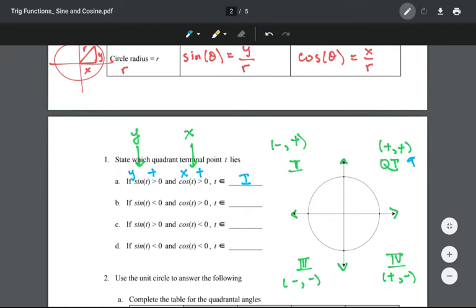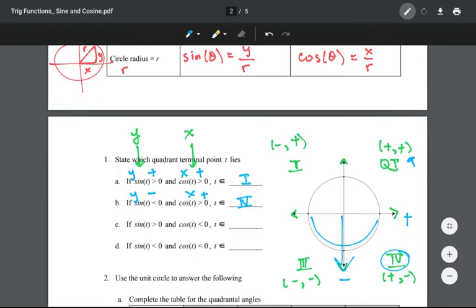For the next one, sine is less than 0. So this means that my y coordinates are negative. That gets me to either of these two lower quadrants where the sign is negative. Cosine, though, is positive, so my x's are positive. So I want negative y's, but positive x's. That's going to put me right here into quadrant 4. So quadrant 4.